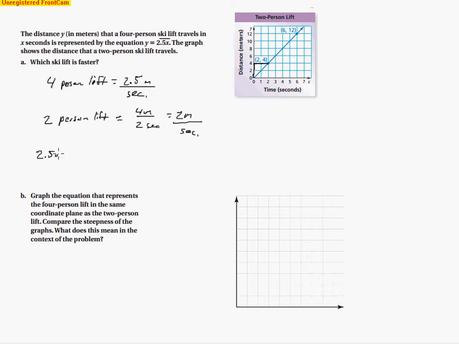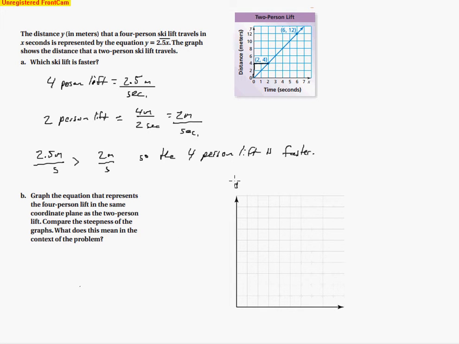2.5 meters per second is greater than 2 meters per second. So the four-person lift is faster in this case here. Then it says to graph the equation that represents the four-person lift on the same coordinate plane as the two-person lift. Compare the steepnesses of the graph. And what does it mean in context to the problem?